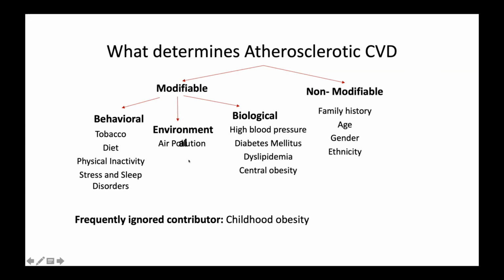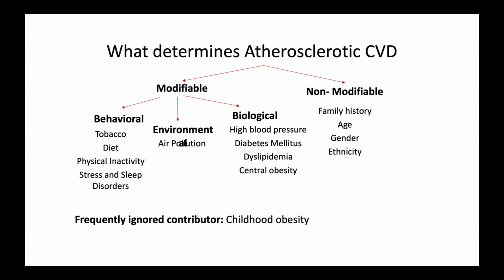Among the modifiable risk factors, you can see that they are grouped into behavioral, environmental, or biological. Biological ones are basically high blood pressure, diabetes, dyslipidemia, or central obesity. These are the biological causes which can be modified, but they cannot be taken away as a risk factor. High blood pressure, you can control that. Diabetes mellitus, you can control that. Dyslipidemia, you can control that. Central obesity, you can control that. And there are risk factors which are behavioral only, meaning tobacco. You just stop the tobacco, you have eliminated one risk factor.